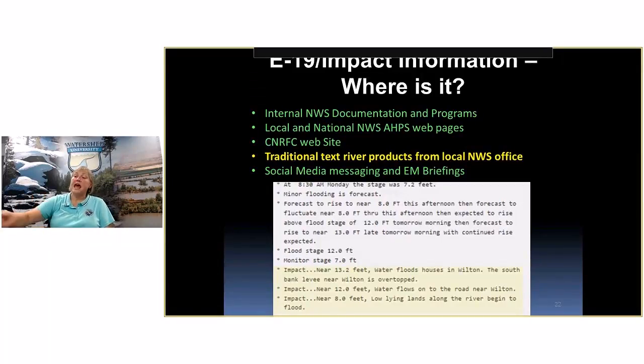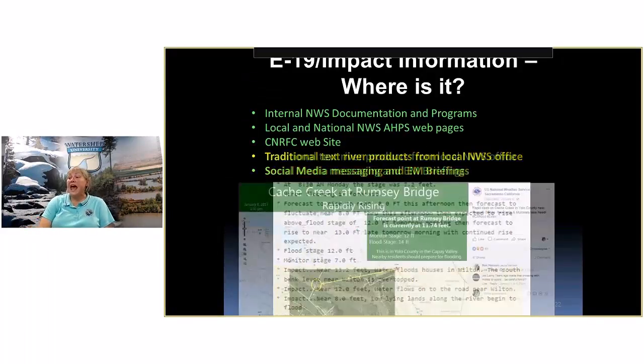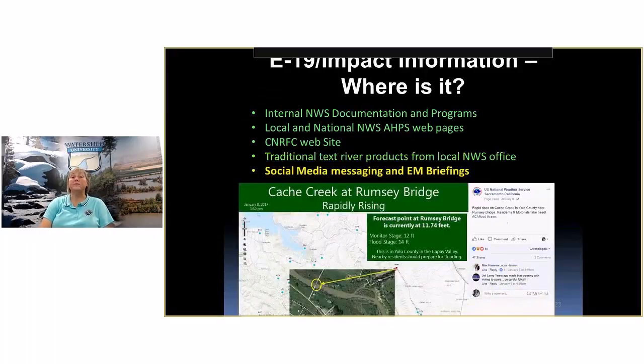operational product for us. And when we are going above a particular impact stage in our forecast period, the impact gets printed on this product, so it's available. And social media. Social media these days is the biggest way that the Weather Service puts any kind of warning or impending danger type information out to the public.